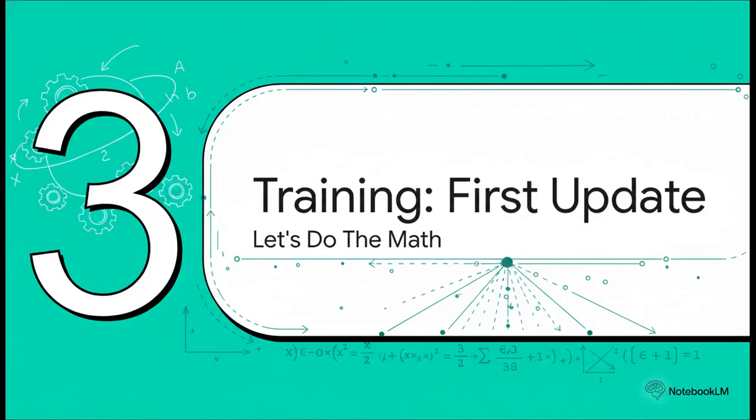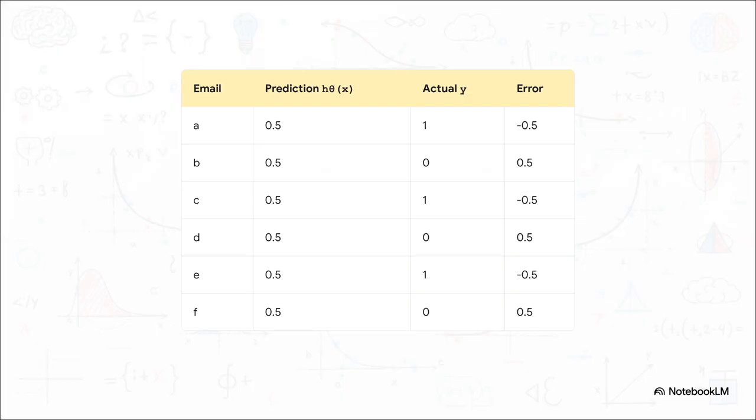All right, enough theory. We've got our data, we've got our formula, and our model is sitting there with a bunch of zeros for its parameters. It's time to roll up our sleeves and do our very first training step. Let's do the math. So first, we need to see what our dumb model predicts. Since all our thetas are 0, when we multiply them by the features for any email, the result is just a big fat 0.